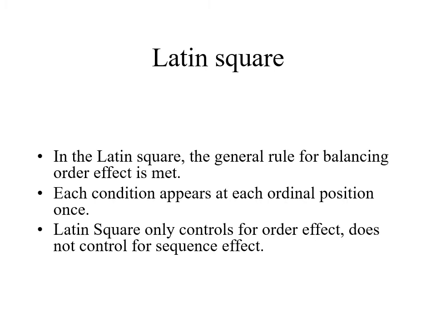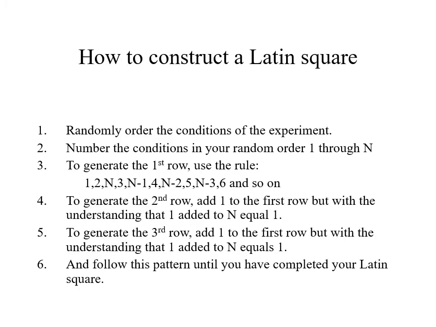Now, the all possible orders does not only address the sequence effect, it also addresses the order effect. So all possible orders is going to address both the sequence effect and the order effect, but the Latin square only addresses the order effect. Okay. Now, in a Latin square, each condition appears in each ordinal position once. Okay, and the Latin square only controls for the order effect, and as I said, it does not control for the sequence effect. Now, how do we construct a Latin square?